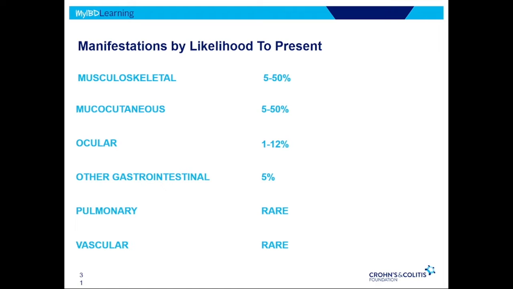Luckily, eye involvement is relatively rare, and the liver and pancreas ones are also rare, at 5%. And then, of course, pulmonary and vascular are very, very rare. Patients can have multiple extraintestinal manifestations, and they can present before the luminal inflammatory bowel disease. So we're on the lookout for these things.